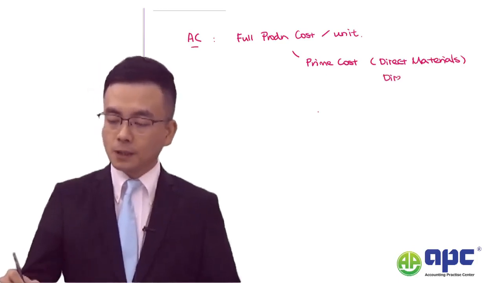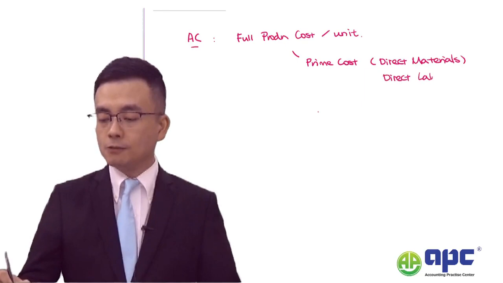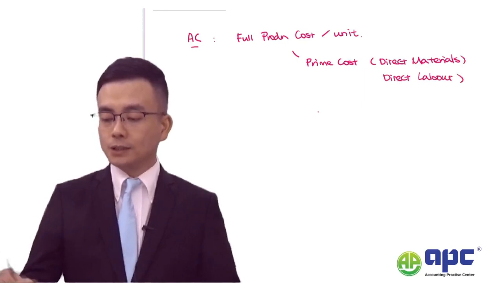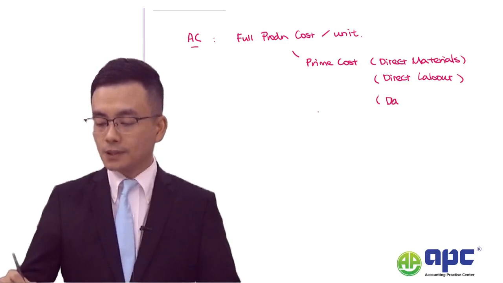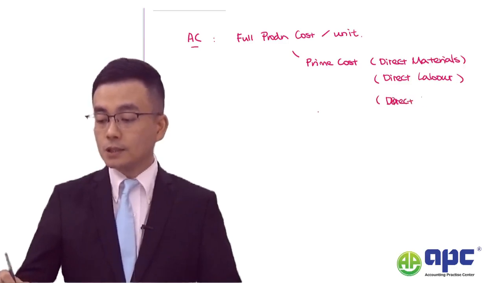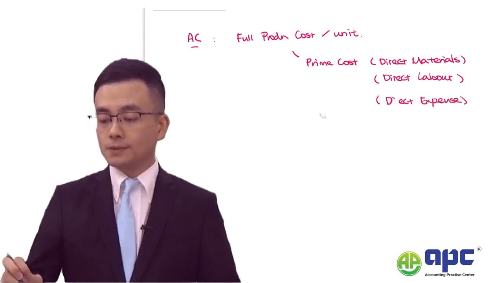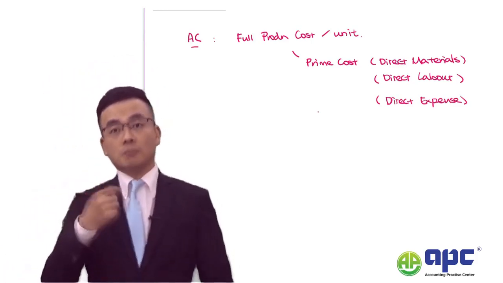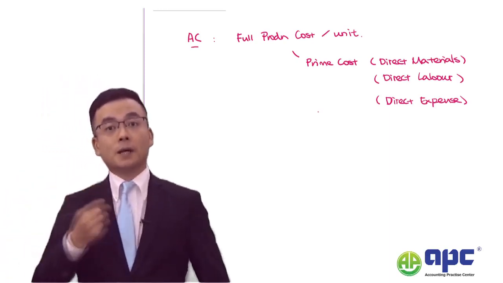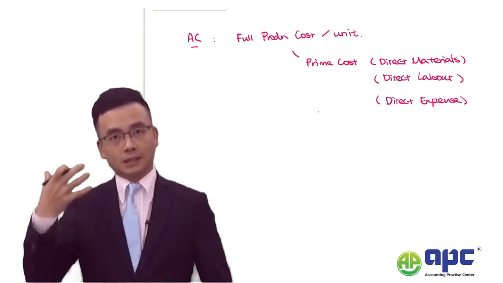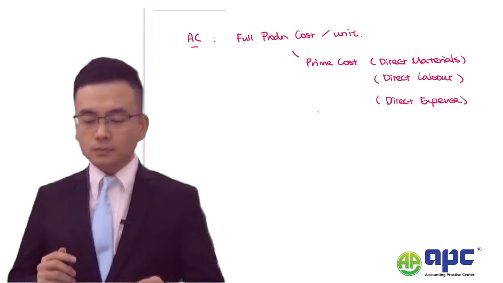The direct labor, which means the labor responsible for producing that product, and even some of the direct expenses. So for example, the direct expense such as the royalty expense. Okay. For example, if I want to use my brand to produce your product, for each product that you produce, you need to pay me $1, and that will be the royalty expense.